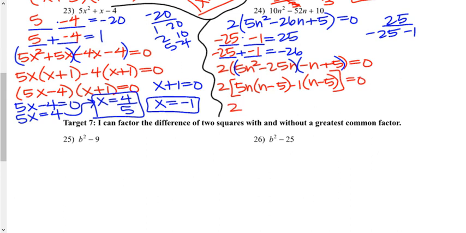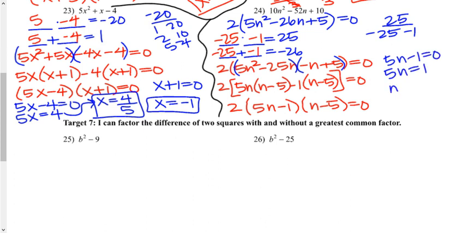So now I have 2 times 5n minus 1 times n minus 5, and I am done. I just have to solve. So 5n minus 1 equals 0. When I add 1 to both sides, I get 5n equals 1. And then when I divide by 5, I get 1/5. And then n minus 5 equals 0. When I add 5 to both sides, I get n equals 5.